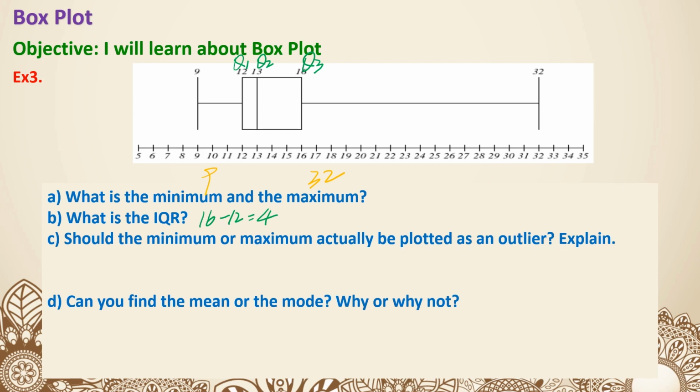And then here's a little question you can pause here to think about. Should the minimum or the maximum actually be plotted as an outlier? The answer would, in this case, potentially be the maximum, because that is so far away from the rest of the data. Think about it.